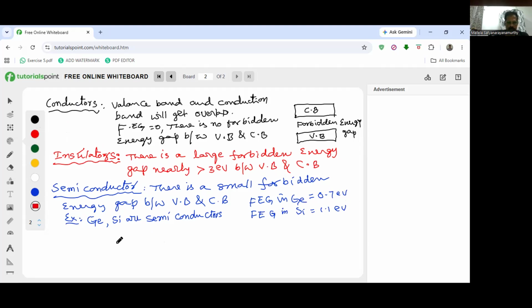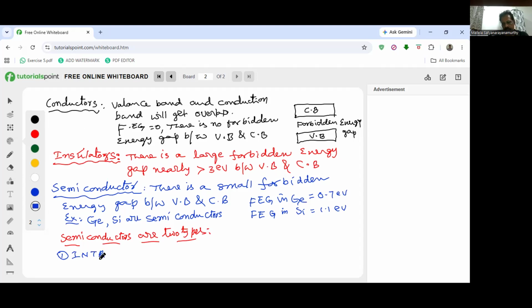Now, semiconductors are of two types. First one, intrinsic semiconductor.